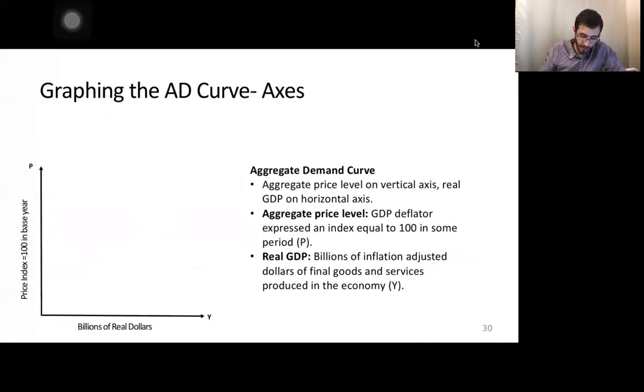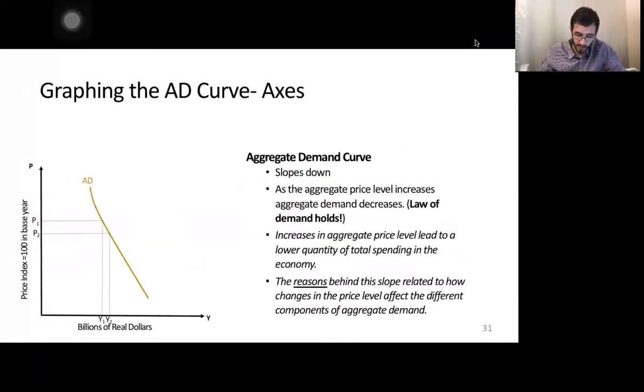The same idea: we're going to have real GDP on the x-axis and the aggregate price level, which is the GDP deflator, the price level of all final goods and services produced within the US, on the y-axis. As you can see, it's graphed very similar to what we saw before, when we saw the demand on the first exam being for one market, but now we're looking at expenditure for the entire US. So the demand for all final goods and services produced within the US, right?